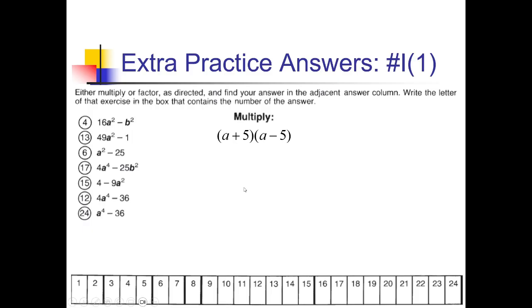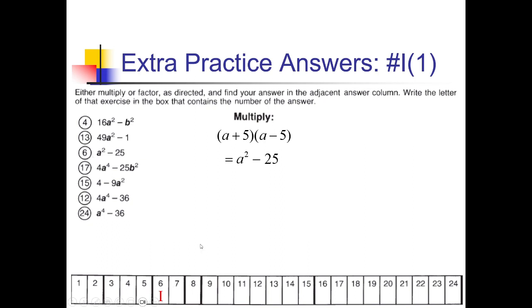Trick on all of these is going to be to use our (a plus b) times (a minus b) equals a squared minus b squared shortcut. So basically, square the first thing, square the second thing, minus in the middle. A squared minus b squared. So in this case, first thing squared is a squared. Squaring the second thing is going to give us 25, so minus 25. Looking over here on the left, I see a squared minus 25 under 6. So that means 6 is going to get our initial I of the puzzle.